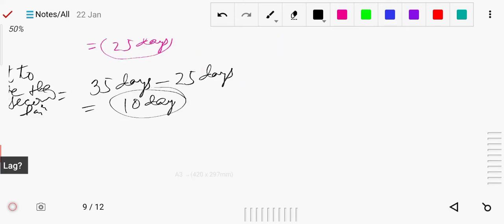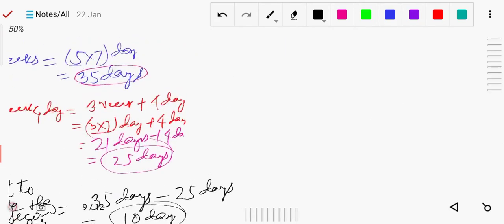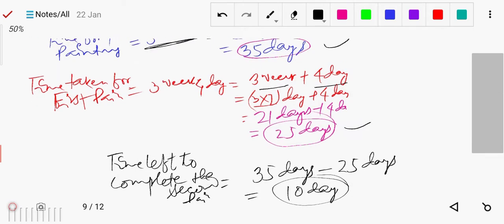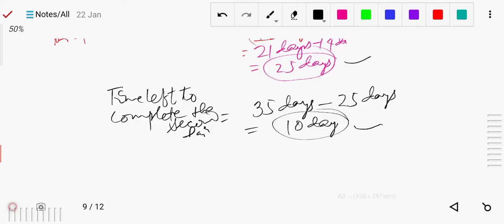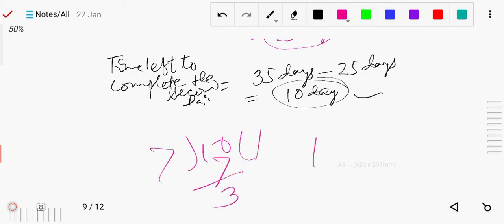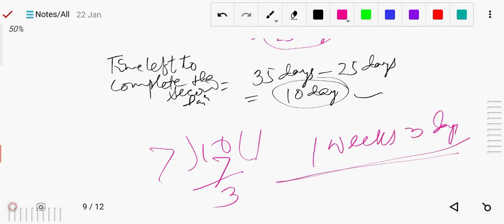Okay, you can check it. This is the total time given, 5 weeks, so total is 35 days. First painting took 3 weeks and 4 days, so we write in the plus form, then we solve, 25 days. Now total time left is 10 days. Now this 10 days, you can convert into weeks also. So 10 divided by 7, so 1, 7, and the remainder is 3. So it is your 1 week and 3 days. Okay, so your answer is 1 week and 3 days. Got it?